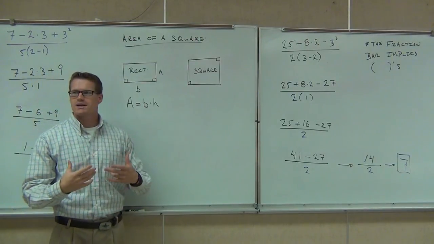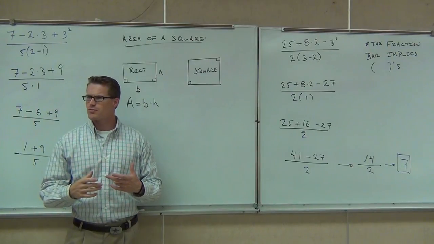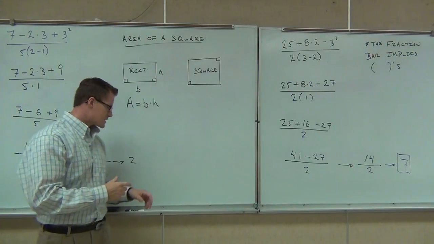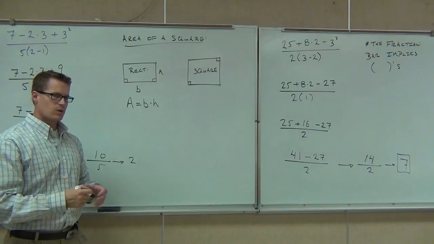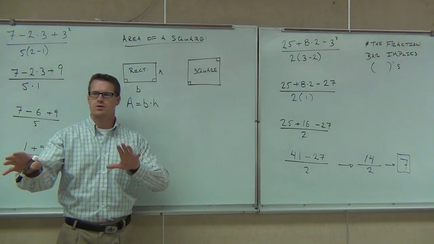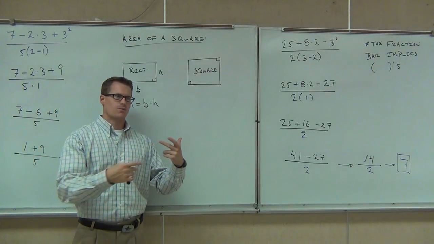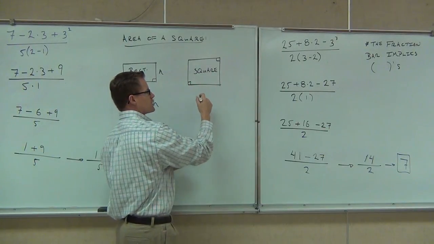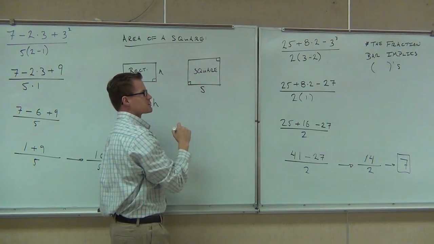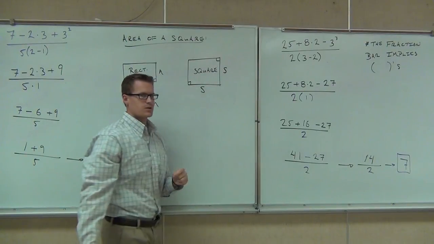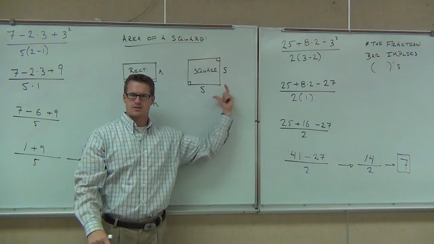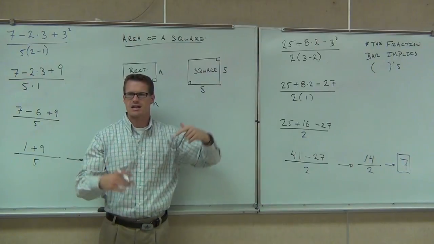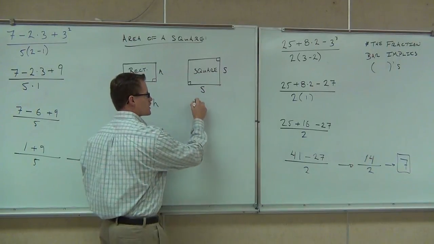So the area for a rectangle was base times height. Do you remember that from last time we did area? Well, that means the area of a square is going to be the same thing. We could say base times height, but watch on the board here. If a rectangle is a square like this, we all know something about the sides. They're all the same. So the sides of this rectangle are S and S, side and side. They're the same length.